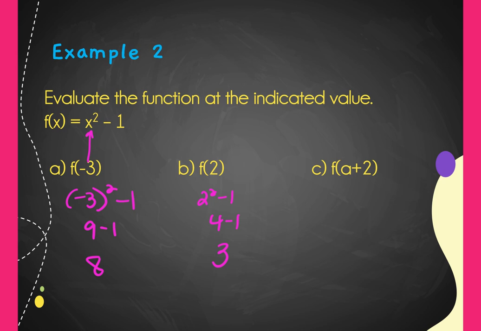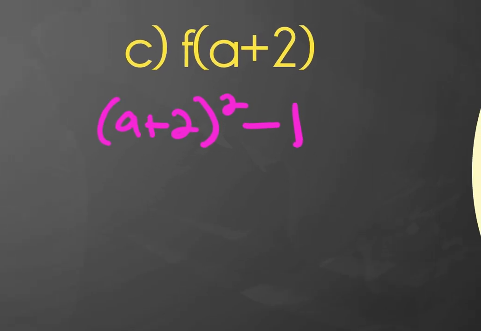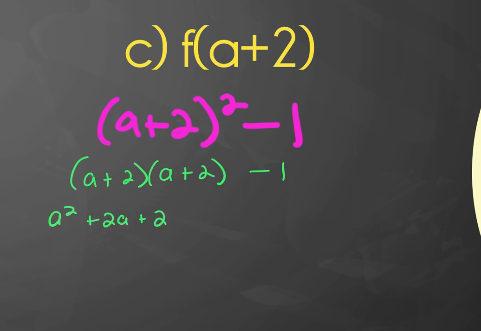And f of a plus 2, I'm going to take a plus 2, put it in the parentheses, and square it. And you do not distribute that exponent. This does not become a squared plus 4, right? I have to expand and FOIL that out. So a squared plus 2a plus 2a plus 4 minus 1. And I combine my like terms.